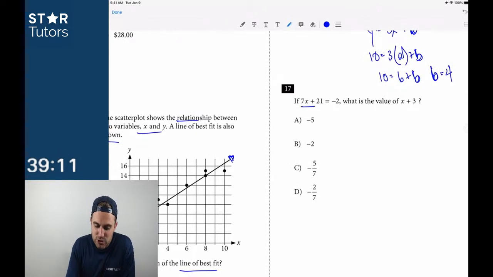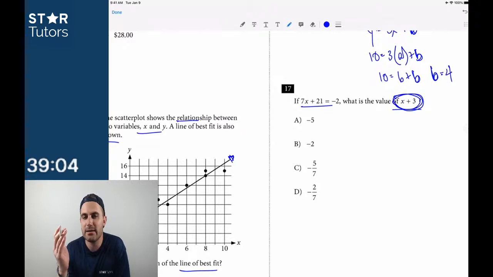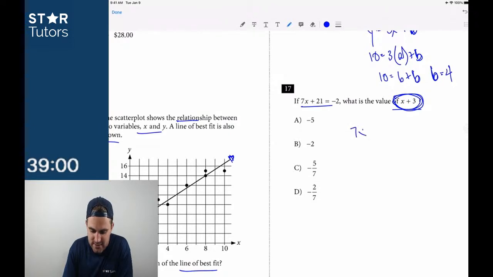Okay, if 7x plus 21 equals negative 2, what is the value of x plus 3? Be really careful. What is the value of x plus 3? You'll see that I underline that. Watch what the SAT loves to do. 7x plus 21 is equal to negative 2. Subtract 21 on both sides. 7x equals negative 23. Divide by 7.